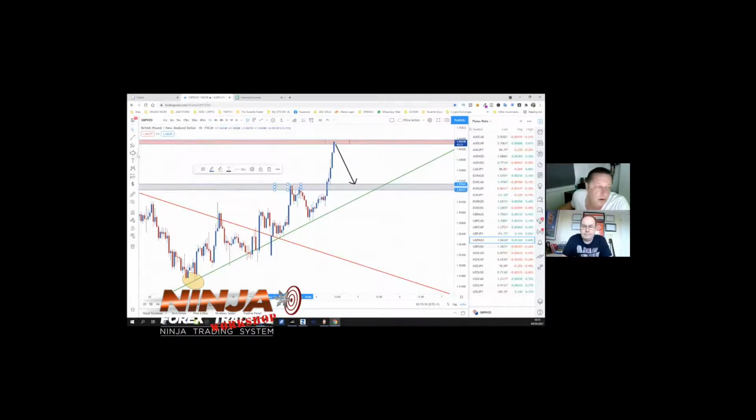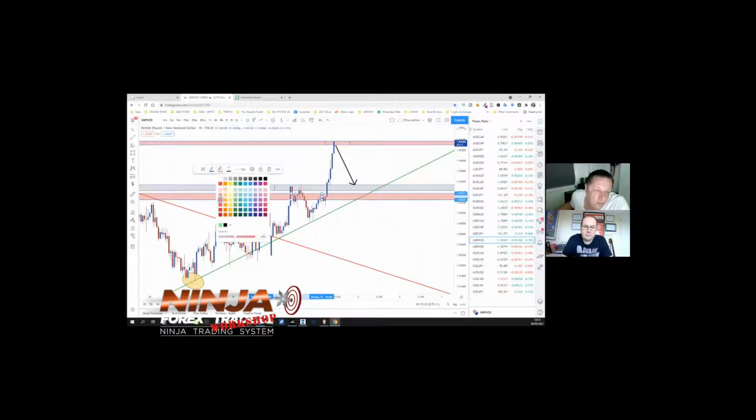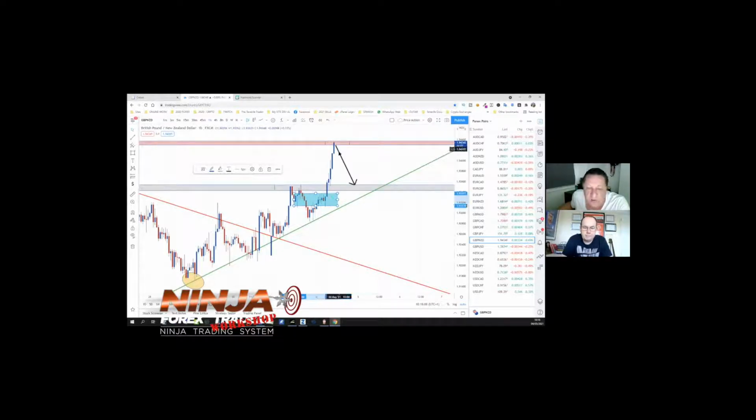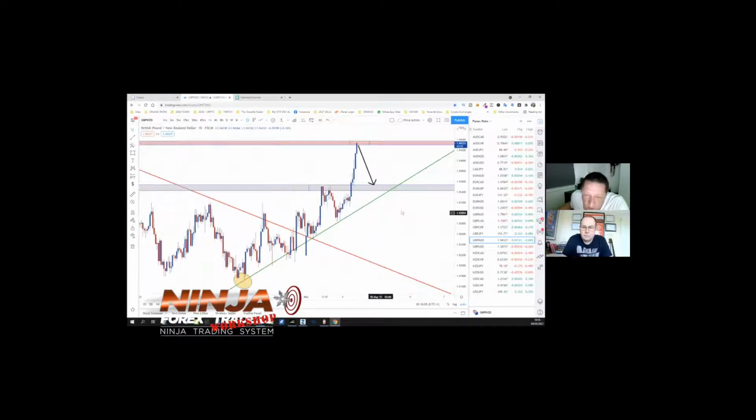Just something slightly off topic, but let me put it in blue and take off all the extensions. There's an area here where price consolidated after the push. Price just went between these zones, tried to push out, came back up, and then it finally broke out the other side. So that's a little golden nugget.